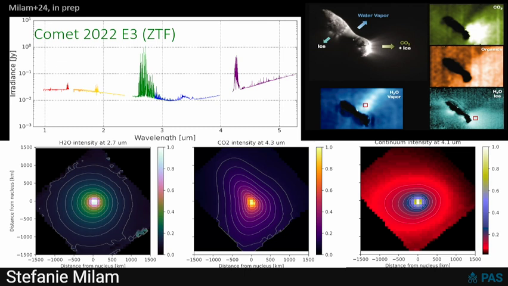So this is the Hartley 2 data in the upper right, showing you that we were able to map this in a flyby approach. Now with JWST, we don't have to fly by comets. We can just simply point and shoot, and we get mapped.